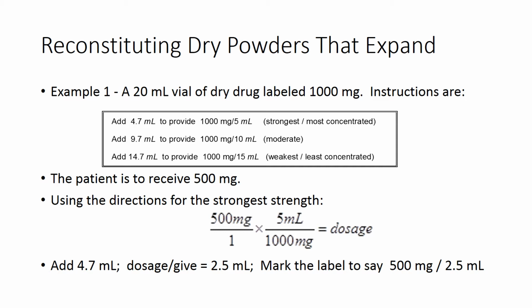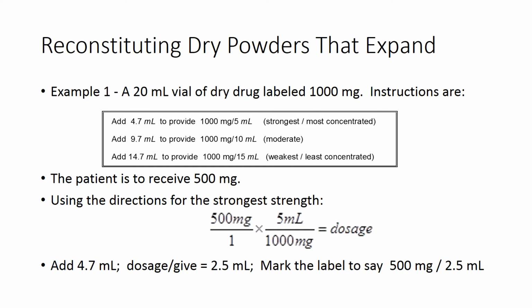So in this particular example, with our 20 mL vial of a dry drug labeled with 1,000 milligrams, we want to give 500 milligrams. If we want to use the strongest strength, you simply multiply 500 milligrams per dose by our strongest concentration, which is when we added the 4.7 mL, which is 5 mLs divided by 1,000 milligrams. So your milligrams cancel out, your dosage will be in mLs, and you'll basically then have 2,500 divided by 1,000. So your dosage per give will be 2.5 milliliters.